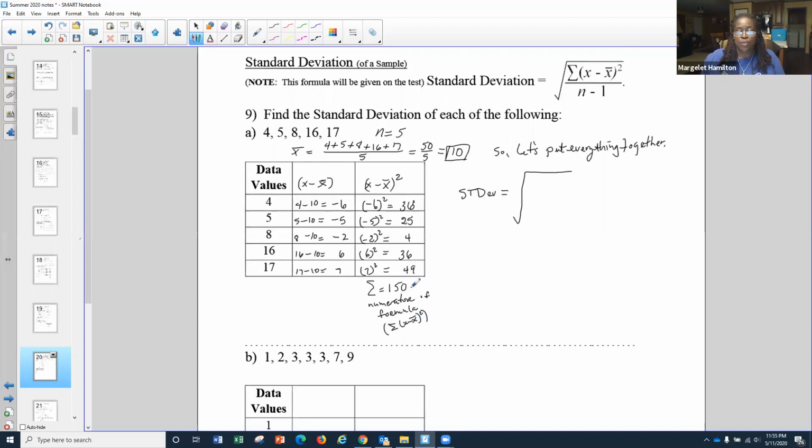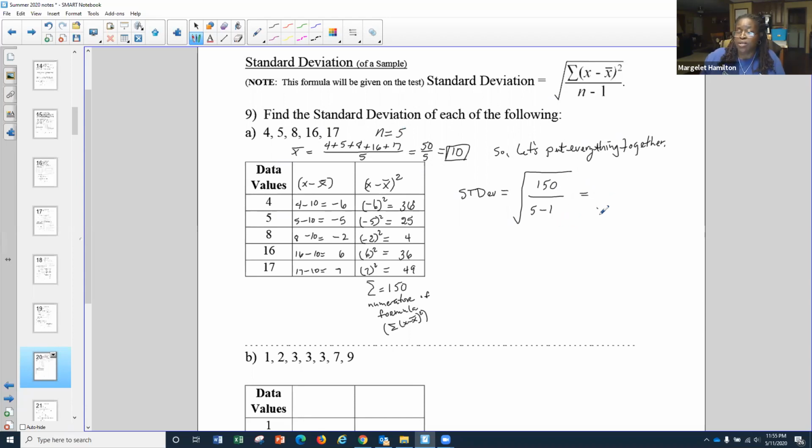So our numerator part here is 150. So 150 divided by, our denominator is n minus 1. So our n we know is 5, and we're going to subtract 1 from it. So 5 minus 1. All right, we done filled in. Now we can evaluate everything.